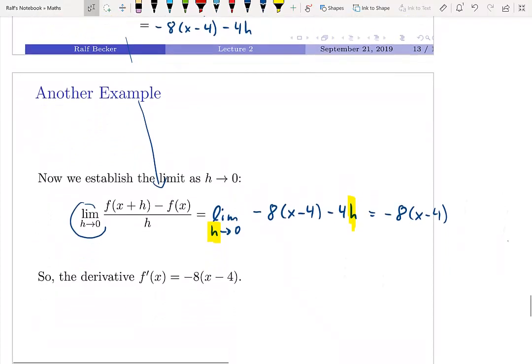So this is now our derivative: f prime of x is negative 8 times x minus 4. Let me replicate our original function again. That was negative 4 times x minus 4 squared plus 32. Now, if I'd asked you to calculate the derivative of this, I would have expected you to immediately get the right result. F prime of x is equal to negative 8 times x minus 4.